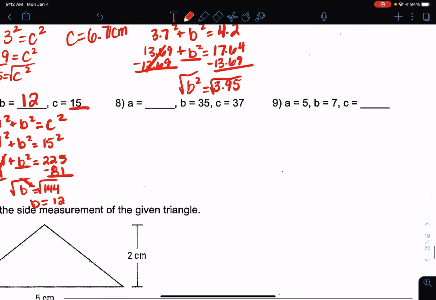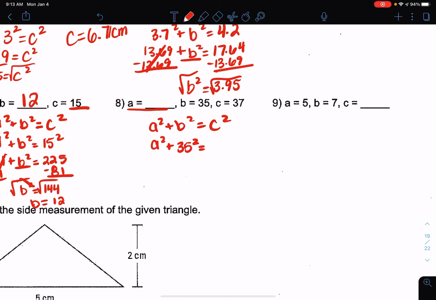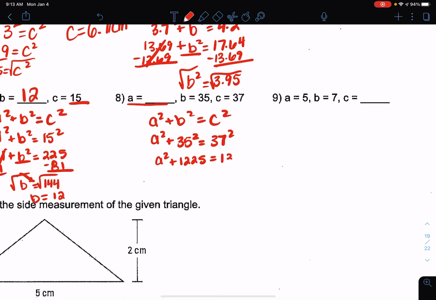Okay. Moving on, this time we do not have a measurement for a, so I'm not plugging in anything for a, but I am plugging in a value for b and c. So I have a squared plus 35 squared is equal to 37 squared. I cannot simplify a squared, and when I simplify 35 squared, that is going to give me 1,225 is equal to 37 squared, which is 1,369.